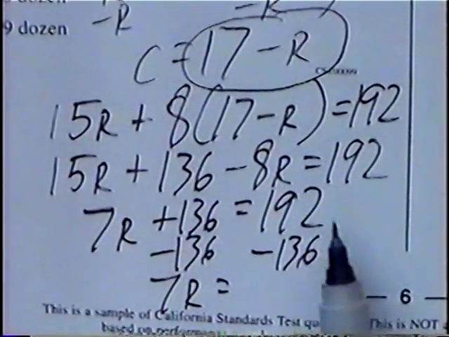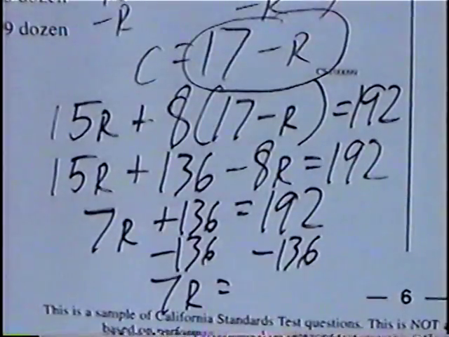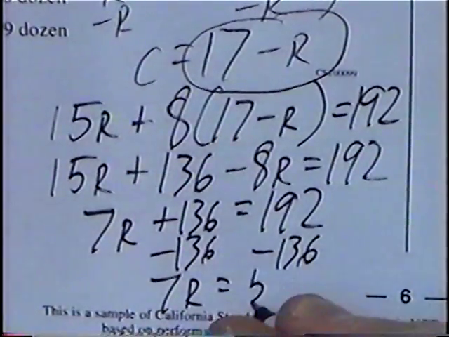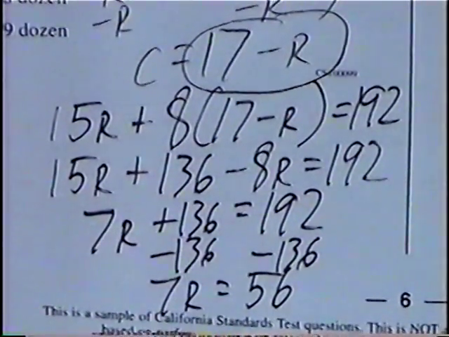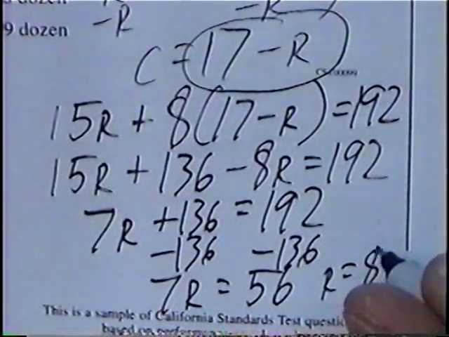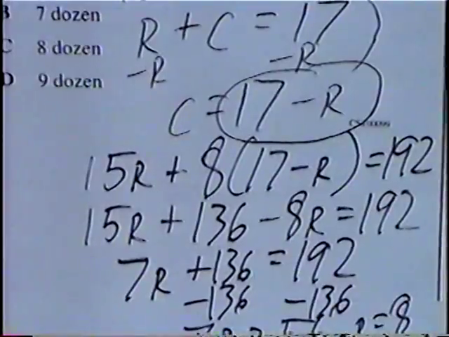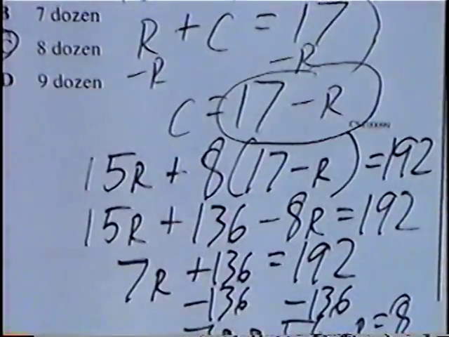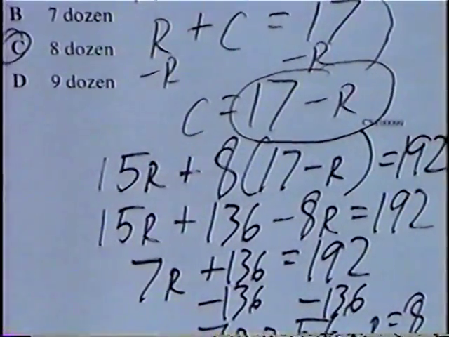7R equals 192 minus 136, which would be 56, and dividing both sides by 7, we'll have the answer R equals 8. So the correct answer, letter C, would be 8 dozen for the amount of roses.